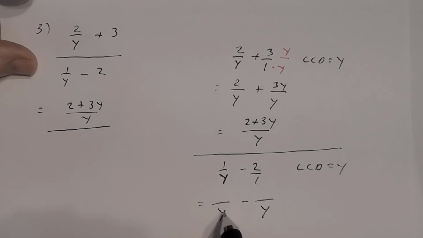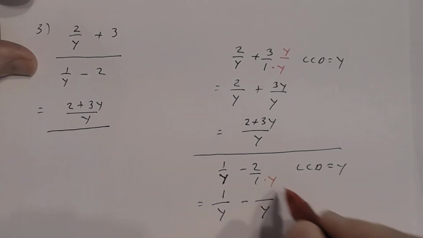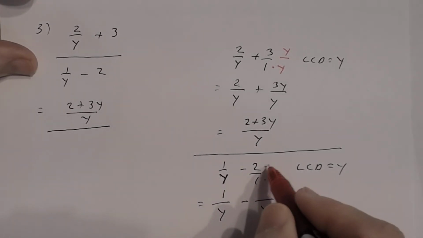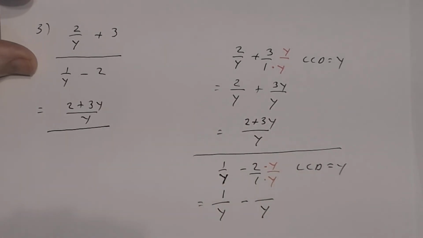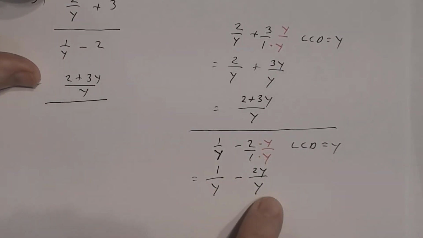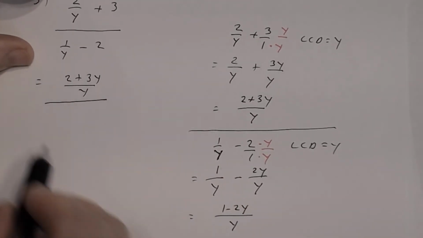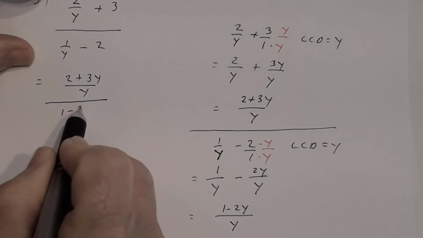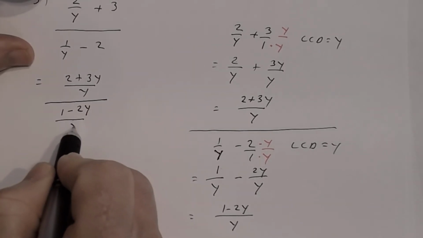So notice this is already a y. So 1 divided by y is equivalent to itself. Over here, I'm going to have to multiply this one by y. And so if I multiply the denominator by y, I've got to multiply the numerator by y as well. So my numerator is 2y. So now once I write my two equivalent rational expressions, they now have the same denominator. I can now write this as one fraction. So it'll be 1 minus 2y. And so that's going to be the denominator. So my denominator will be 1 minus 2y divided by y.